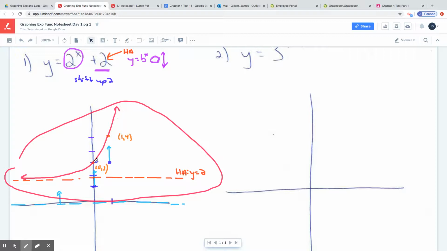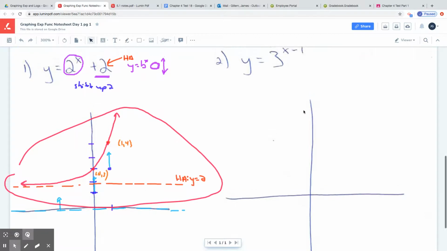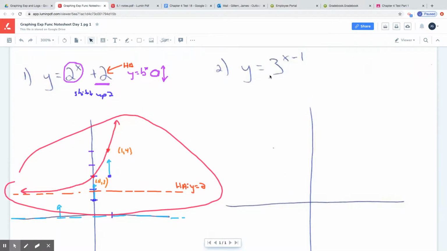So your 2 points are at 0, 3 and 1, 4, with an asymptote of y equals 2. Draw the curve. That's what I'm looking for. It's just the basic shape shifted up 2. Now let's look here.